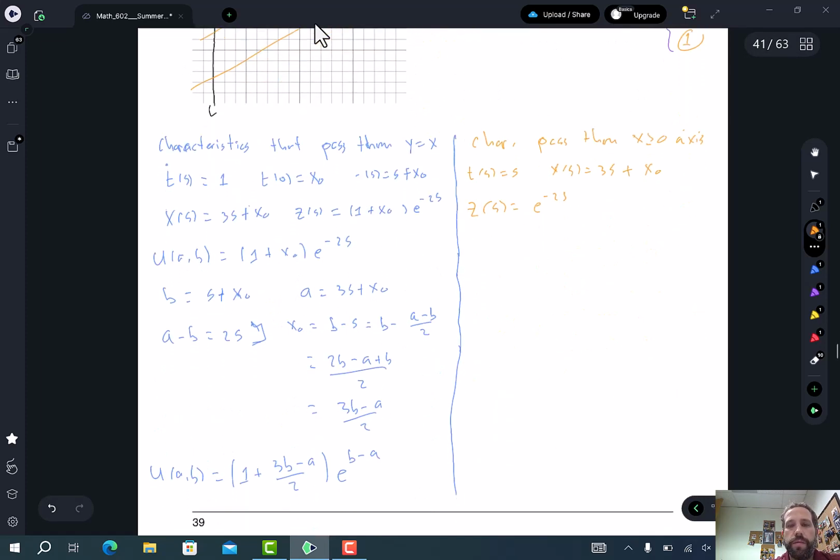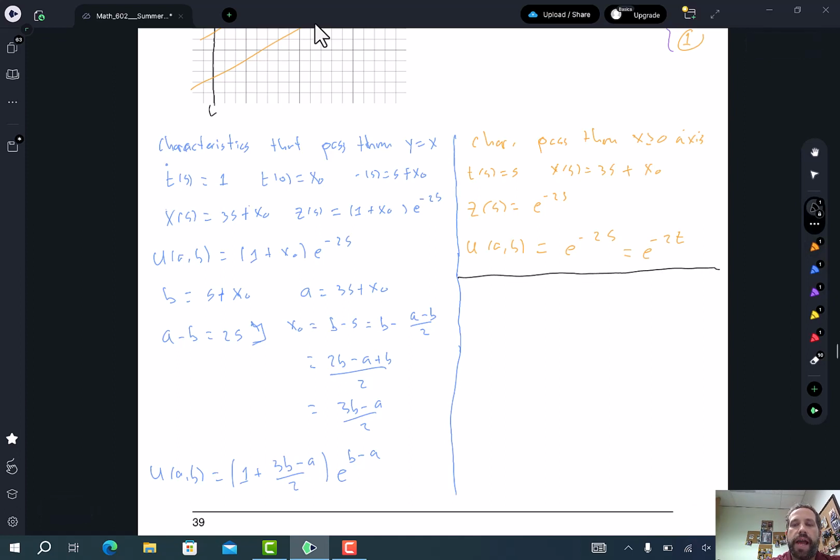So now, similar to before, I know u of AB for this part. U of AB is equal to e to the minus 2s. Well, I know here that s is equal to t, so this is just e to the minus 2t. Okay, so now what do I have? I can write my solution. So u of x, t.